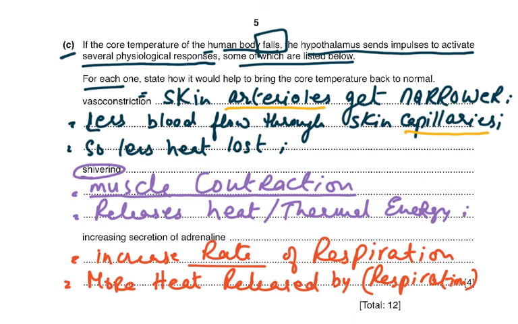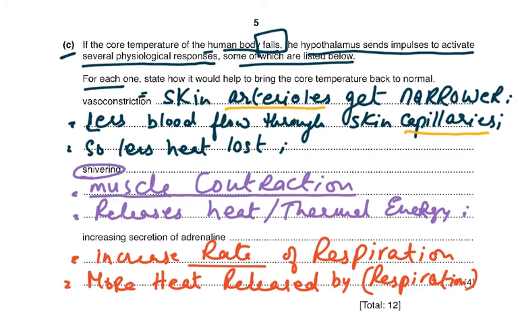Now, if you look at the points given here as vasoconstriction, vasoconstriction is when skin arterioles get narrower. The words that I've underlined are the essential mark scheme points. So you had to say skin arterioles. If you said skin arteries, I'm not going to give you any marks for that. So skin arterioles get narrower, so less blood flows through skin capillaries. If you say skin blood vessels, sorry, I'm not going to give you a mark. So less heat lost.